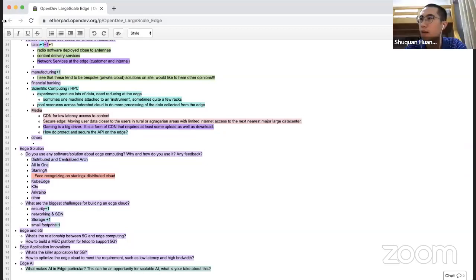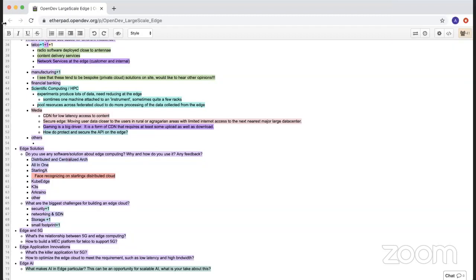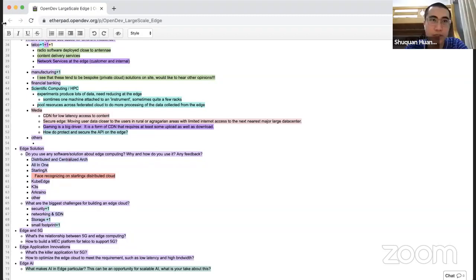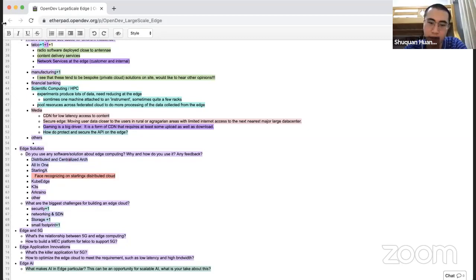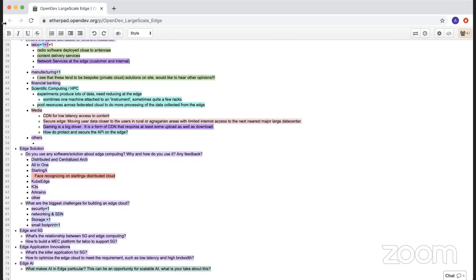The small footprint is like ARM devices or x86? Sorry, Sean, again? Yeah, you just mentioned the small footprint devices. What architecture is it, like ARM devices or x86 devices? Yeah, I could speak on that. We're using x86, but we have looked at ARM devices. We would like to, but the software doesn't really support them. So why do you consider ARM devices? Because of cheaper power? Yeah, cheaper, smaller footprint. Yeah, cost and power.